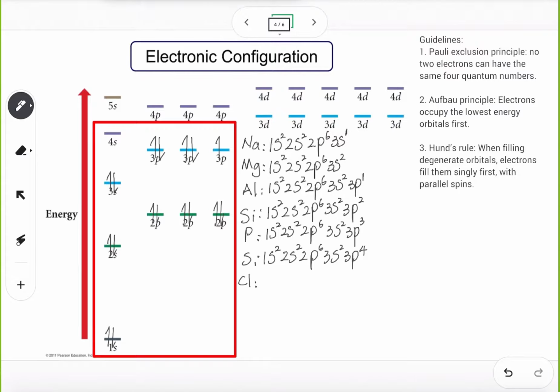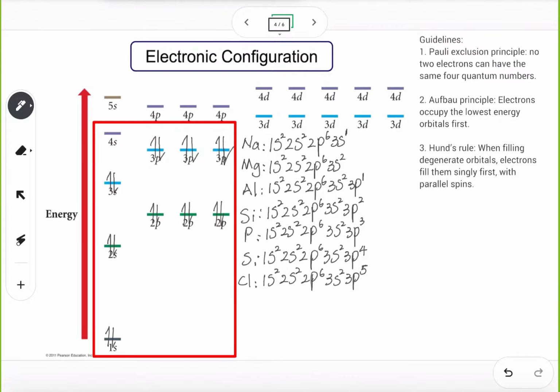Next element, chlorine, 17 electrons. The 17th electron should go to the second 3p orbital. So it will be 1s2, 2s2, 2p6, 3s2, 3p5.